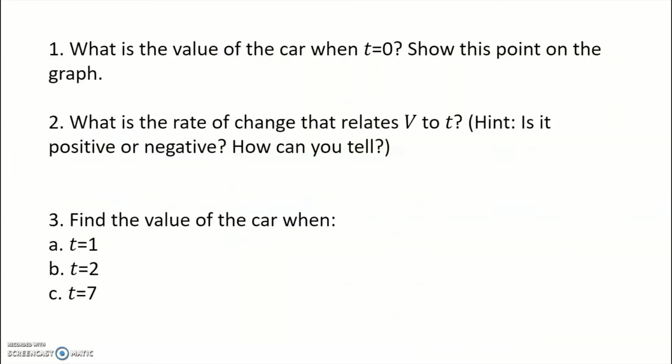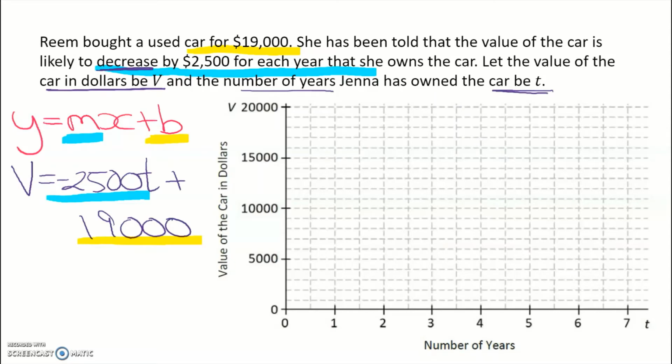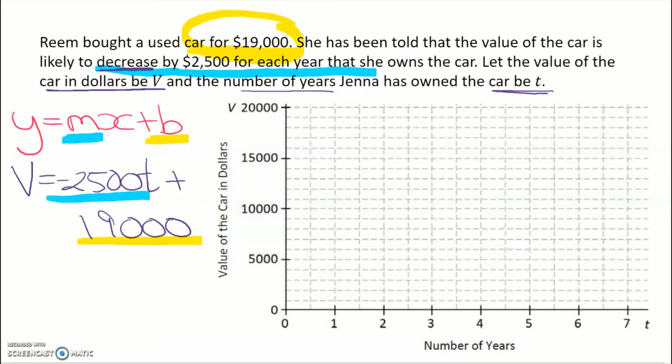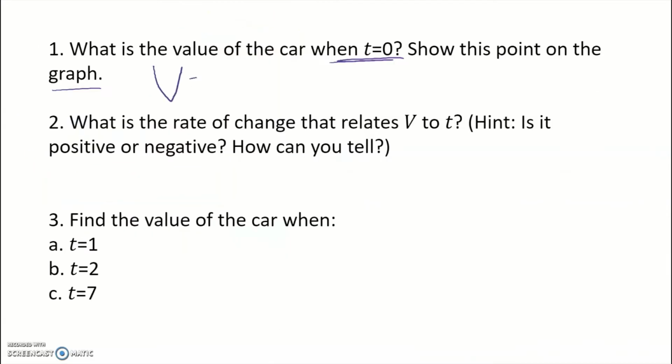So here are some questions about the scenario, and the first one asks, what is the value of the car when t equals 0, and to show it on the graph. So let's have a look at our graph. When t equals 0, we're talking about our y-intercept, or in this case v. And that is our initial value, which is 19,000, which goes right here. So when t equals 0, the value of the car is 19,000.